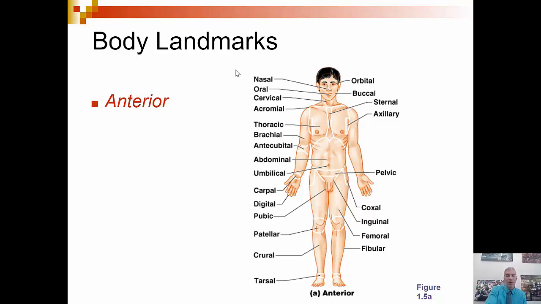There's also a bunch of body landmarks. I'm not gonna worry too much about these. You'll hear us talk about them in different words like thoracic, meaning lungs, and cervical relates to your neck. All stuff we'll talk about as we go through. Just be aware that there are different body locations and landmarks, and they're named a lot of times for the body parts that are around them.